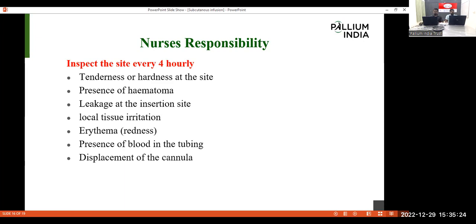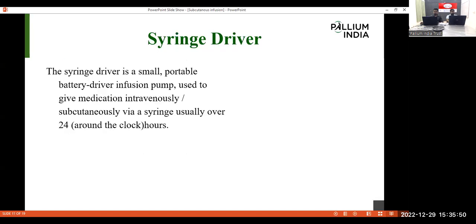Then we need to check whether any blood or blood-tinged fluid is present in the connection tubing. Then any displacement of the cannula. If the cannula is displaced, we don't reinsert it, we need to change the site. We need to choose another site for the reinsertion and for continuing the infusion or injection subcutaneously.